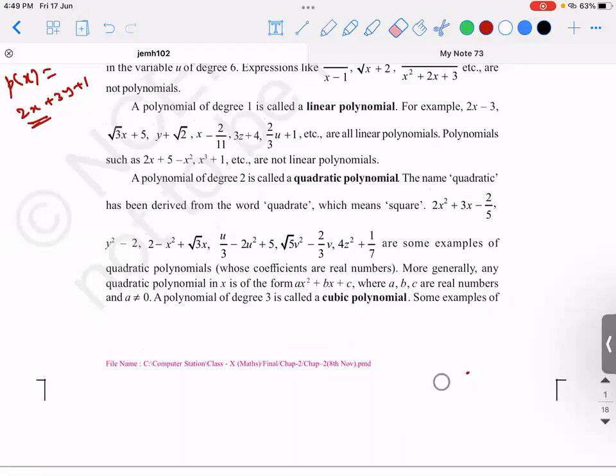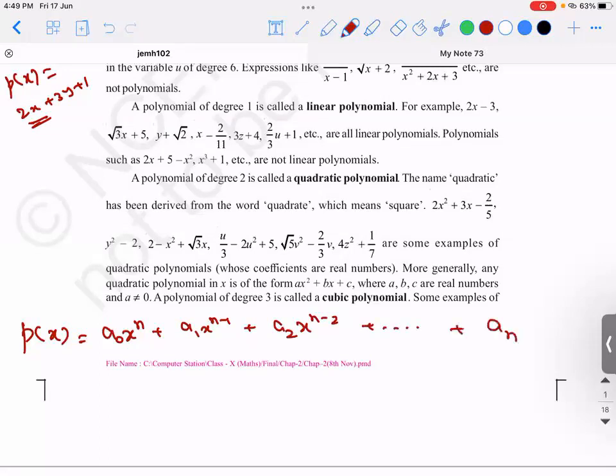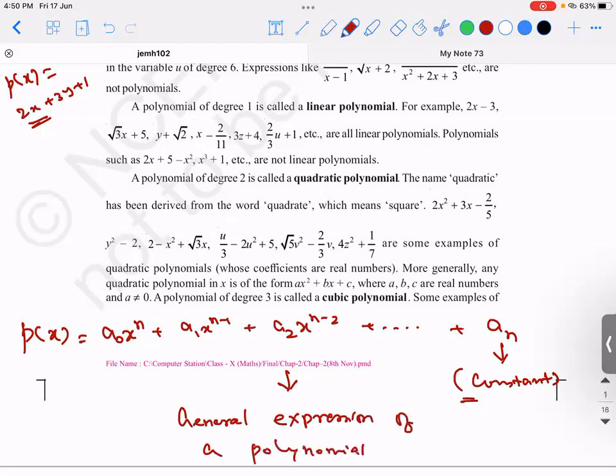Listen. So P of x is equal to a naught x power n plus a1 x power n minus 1 plus a2 x power n minus 2 plus so on till an. What does this last an stand for? It is a constant, basically. When you write it, this is called the general expression of a polynomial. That is a quadratic, right? That's the specific condition I wanted to tell you about, of degree.